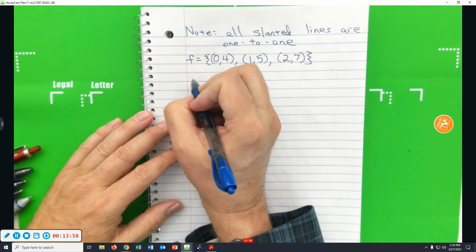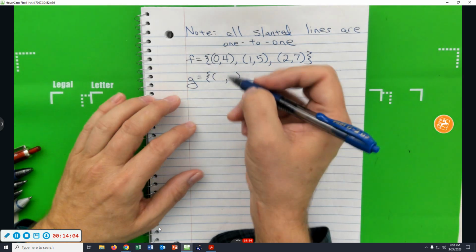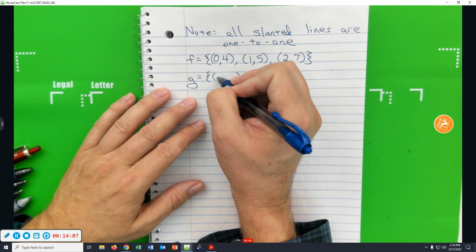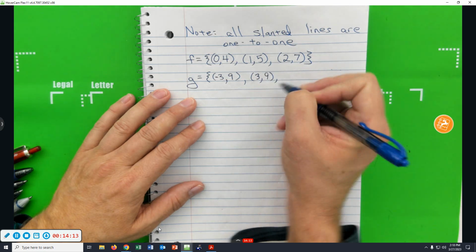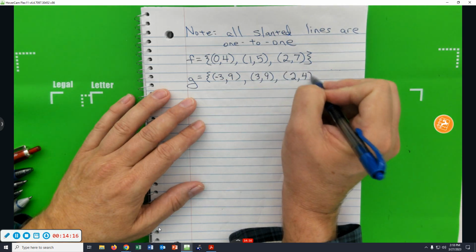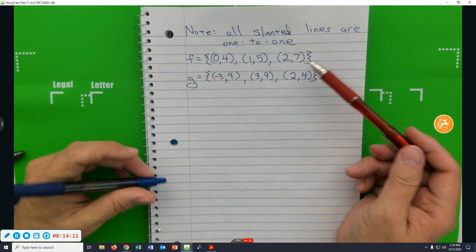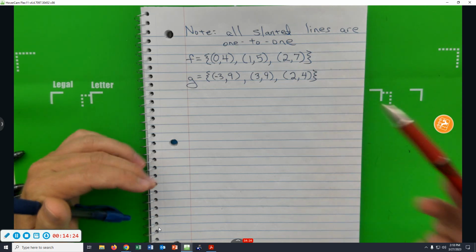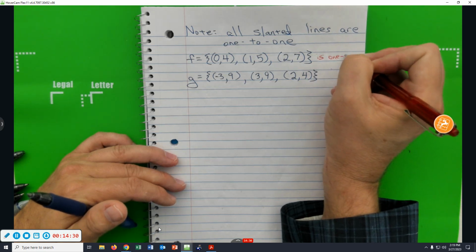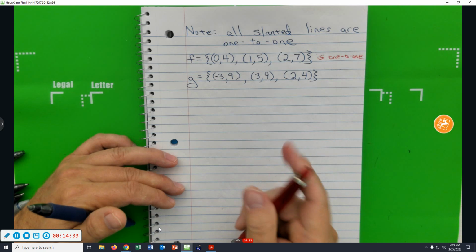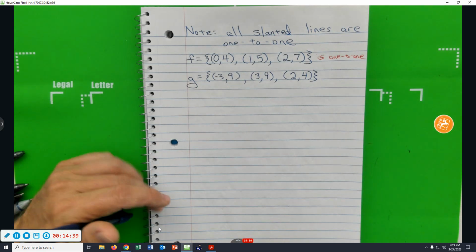The function g is, let's say, (-3, 9), (3, 9), and (2, 4). Let's make a note. Is F 1-to-1? Yes, it is. It is 1-to-1. What about G? Is it 1-to-1? No, it's not 1-to-1. G is a function. It's just not 1-to-1.